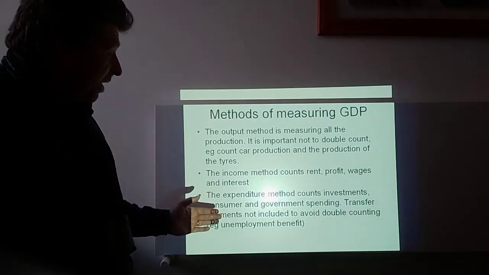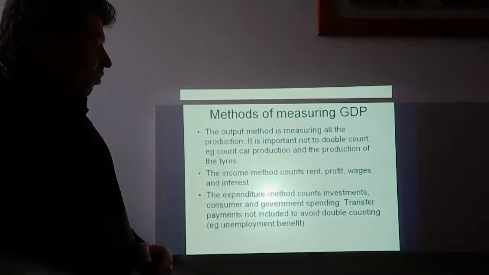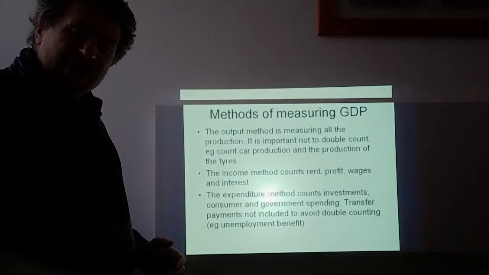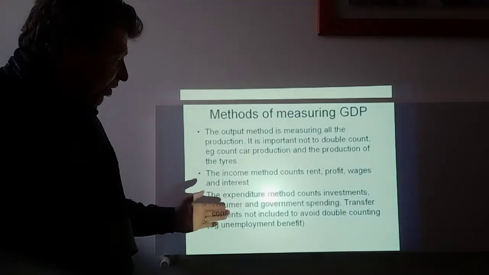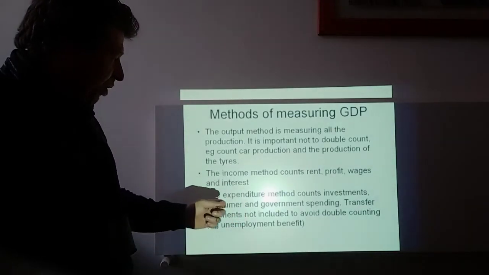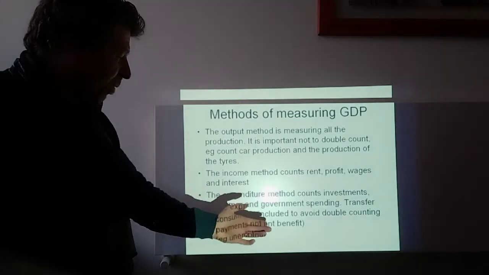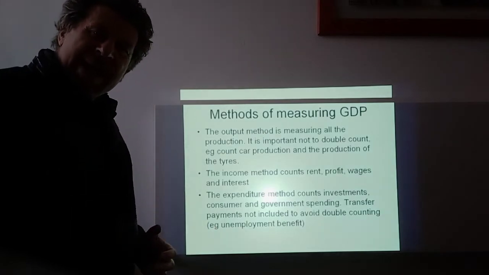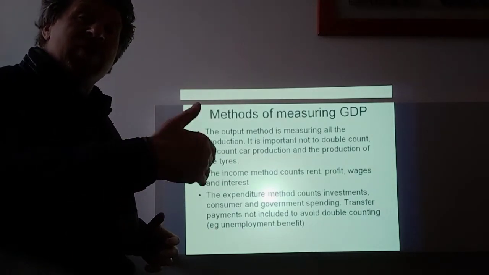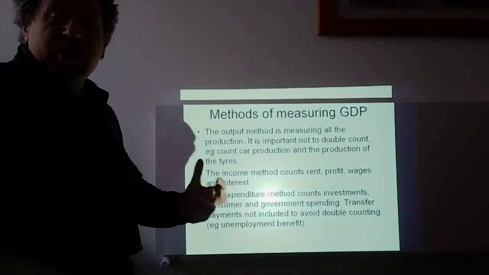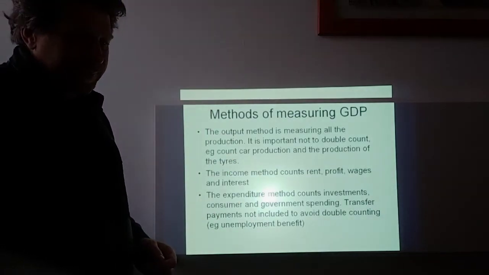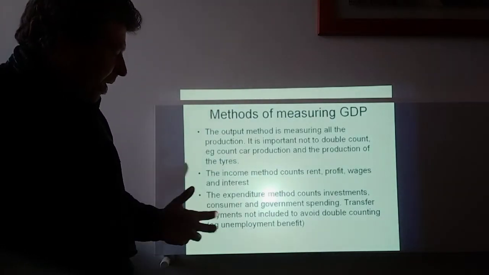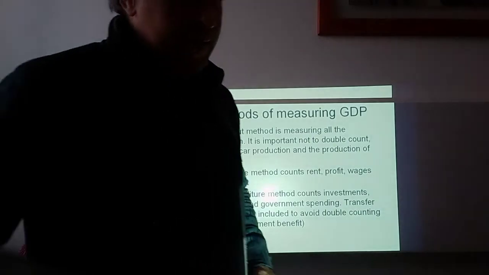But obviously, we don't want to double count either the consumer and government spending. For example, transfer payments like unemployment benefit or pension can be counted as government spending, but not double counted as also spending of pensioners who are consumers or the unemployed. So we have to be careful there.